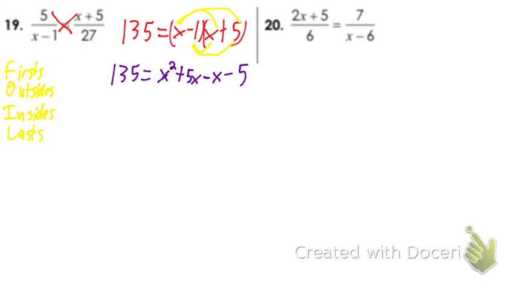Sure. So we go from here. We get 135 is equal to x squared, combine like terms. What's 5x minus x? 4x, minus 5. So from here, we have a quadratic equation. That means we have a square in the equation, quadratic equation. Flashback to Algebra 1.